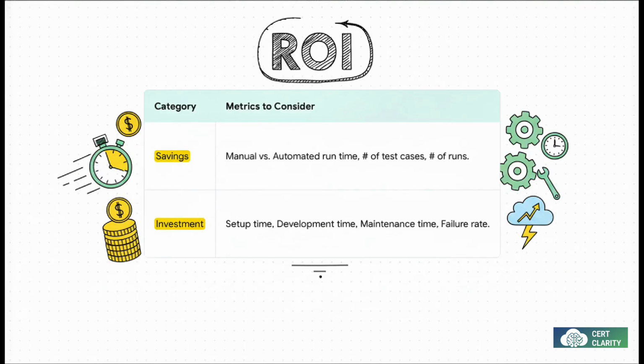To make the case for automation, you have to talk about ROI, or return on investment. At its heart, the formula is pretty simple: savings divided by investment. But to get there, you've got to measure both sides. Savings is usually about time. How much time did we save by running this automatically versus manually over and over again? Investment is all the time you spent setting things up, writing scripts, and doing all that ongoing maintenance.